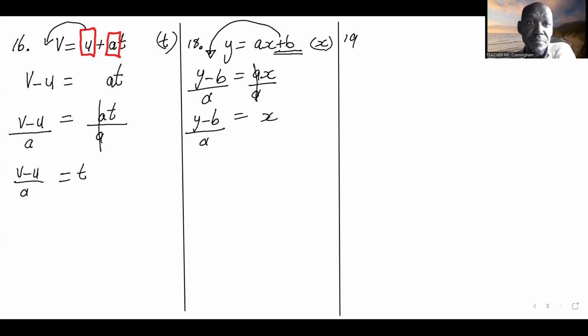Okay, so number 19. This is a tricky one. y is equal to x over 5 plus 17. We're finding for x. How are we doing this one? Just tell me the first thing that you have to do, Mikhail.